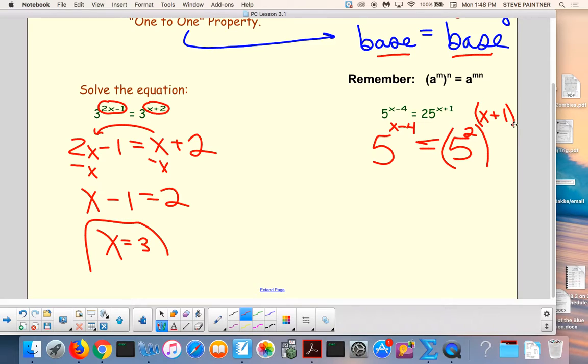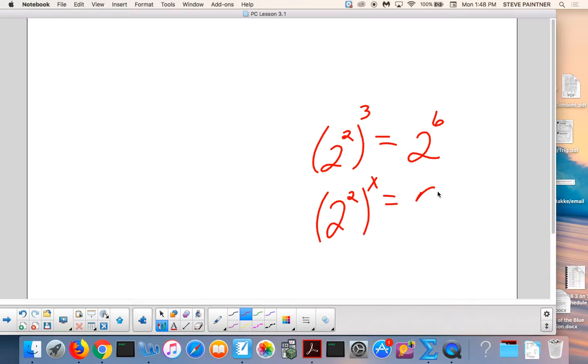So then you have to distribute this square. Okay, you have to do this. You have to know that. Do you guys remember this at all? From 9th grade or 11th grade? 2 to the 2nd raised to the 3rd is 2 to the 6. You multiply a power to a power. Okay. How about this? 2 to the 2nd raised to the x. What's the answer? 2 to the 2x. What's this? 2 squared raised to the x minus 5. 2 to the 2x minus 10.